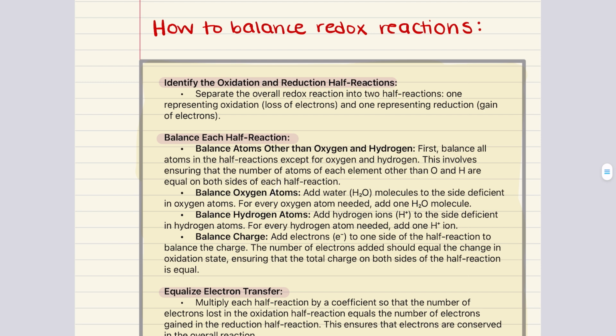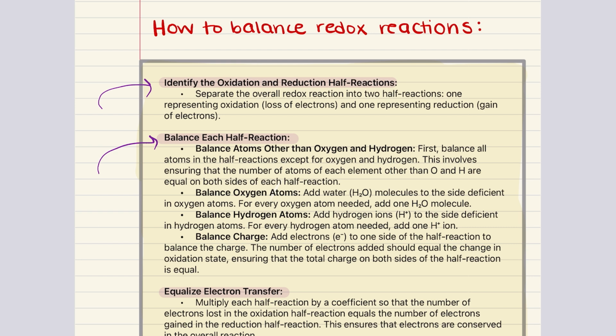So what we want to do here is go over some of the detailed steps on how to balance redox reactions, and then we're going to jump into a practice problem. In that practice problem, these steps will make more sense. The first thing is you're going to want to identify the oxidation and reduction half reactions. So you're going to separate the overall redox reaction into two half reactions, one that represents oxidation and one that represents reduction. Then you're going to go ahead and balance each half reaction.